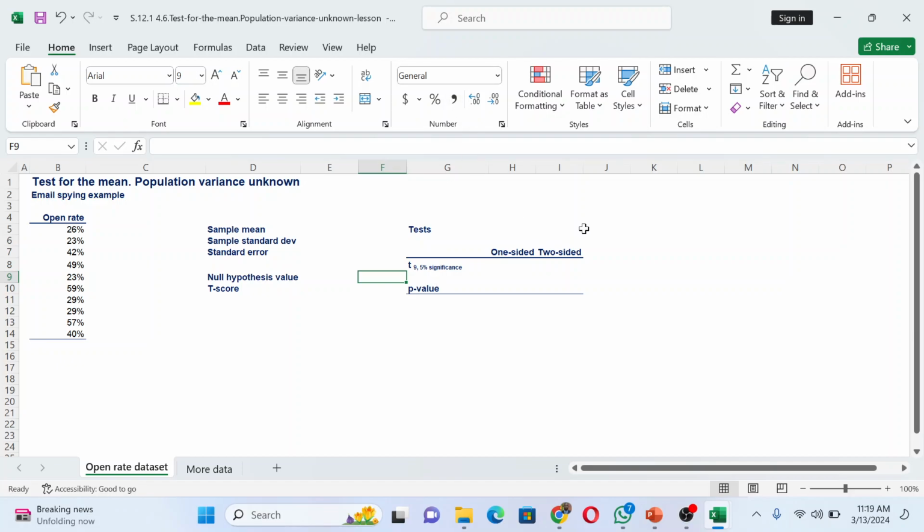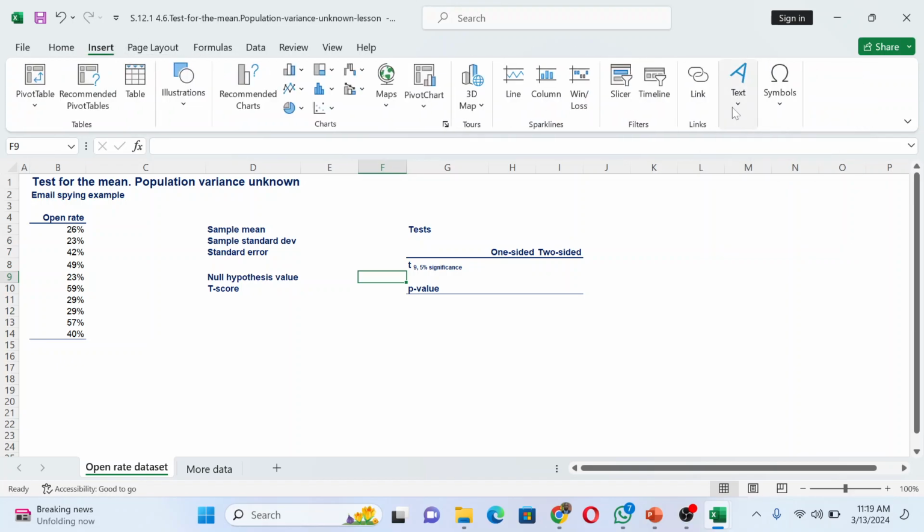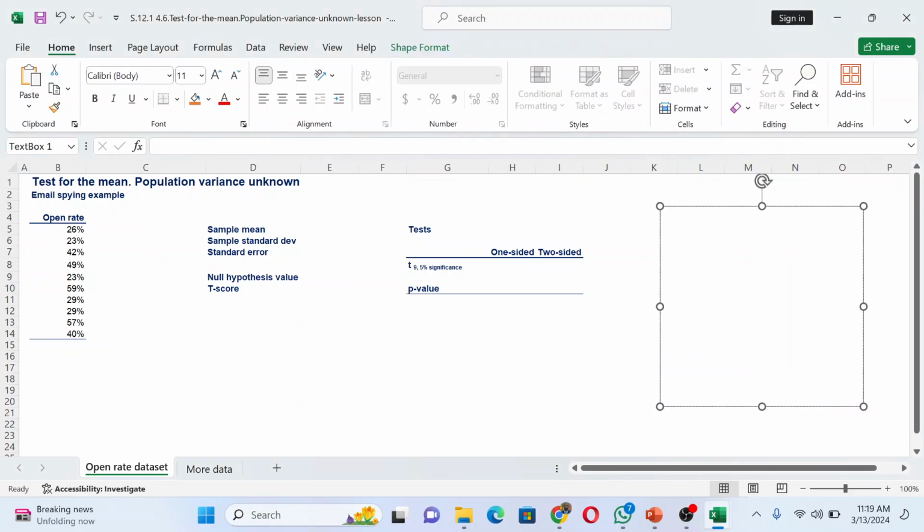So, the first thing, let us formulate our hypothesis, right? Let us insert our text box. Insert, text box. So, H-naught, the null hypothesis, is that the open rate is less than or equal to 40%.